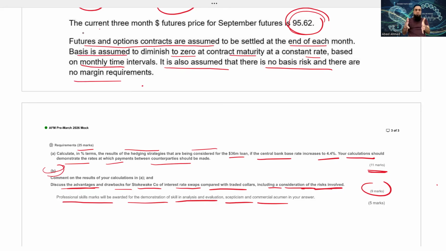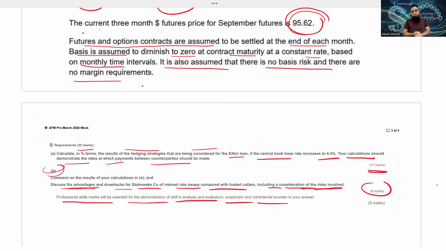Once your variable rate is converted to the fixed rate, Stockwake company will know with certainty how much interest they have to pay. And this is not the case in collar hedge. If you check, when we were calculating the collar hedge, for the actual borrowing cost we were taking a floating rate, 4.4 plus 60 basis points.